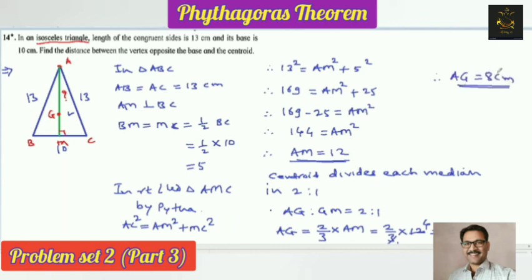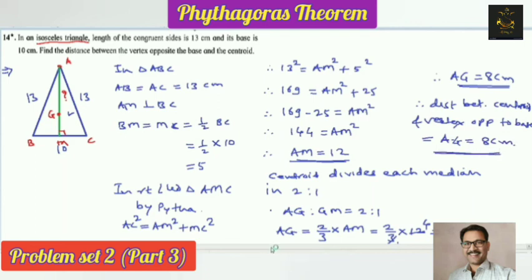What is this AG? The distance between the centroid and the vertex is AG. So we'll write here, therefore the distance between the centroid and the vertex opposite to the base is equal to AG, and that is nothing but 8 centimeter. Okay friends, observe here, try to concentrate here and try to understand how it comes here. Okay friends.